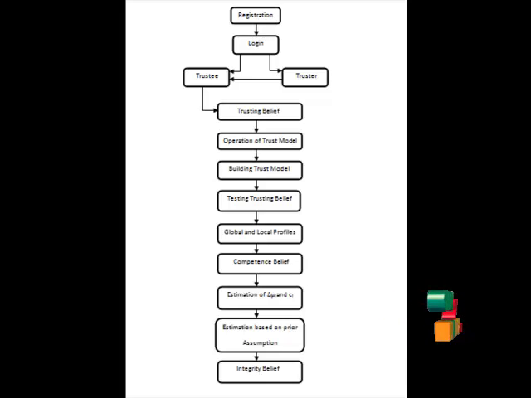In the trust model, we build it and test it, and we create global and local profiles. Then in the competency belief, the truster has one integrity trust, where trust is in all the contexts. If the trustee disappoints the truster, the misbehavior lowers the truster's integrity belief in him. For integrity trust, context need not be distinguished. The competency trust is context dependent, and we calculate the estimation of belief.